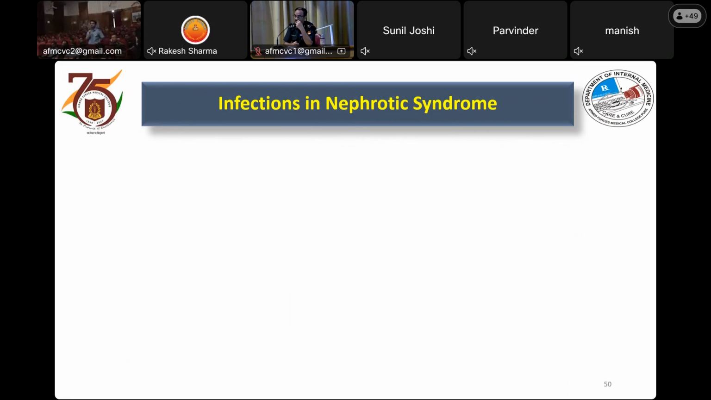Peritonitis. Infections were the leading cause of death before treatment became available in the 60s. What is the mechanism? Again, loss of protein. Immunoglobulins are lost. Alternate pathway components are lost.